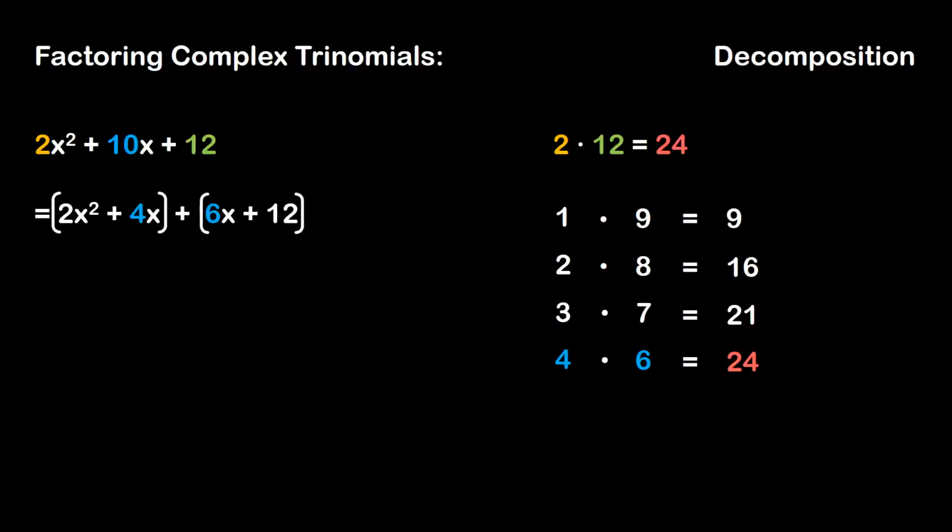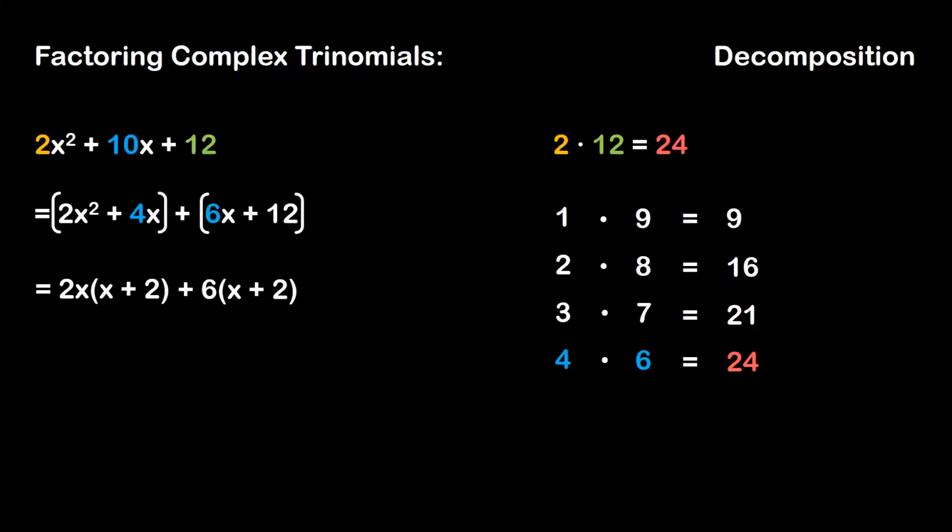Once we do that, we can apply our technique of simple factoring. So with the first set of brackets, we see that the common factor is 2x. So we can factor out the 2x from that expression to get 2x times x plus 2. And with the second bracketed expression, we see that the common factor is 6. So we'll factor out the 6 from that expression to get 6 times x plus 2.